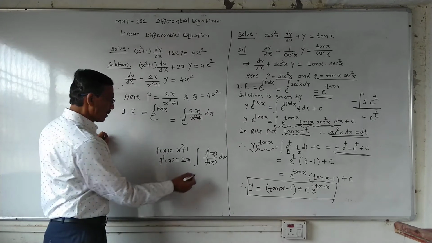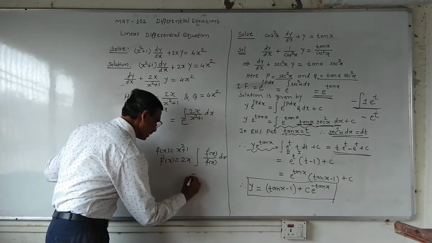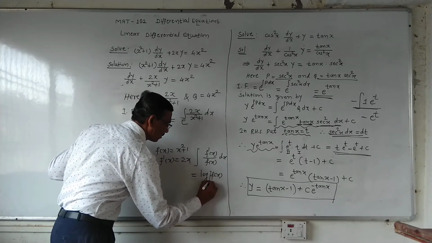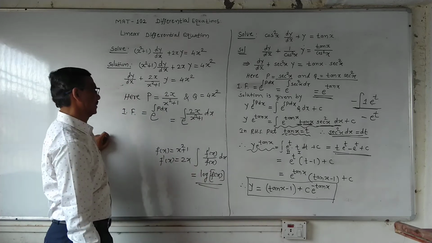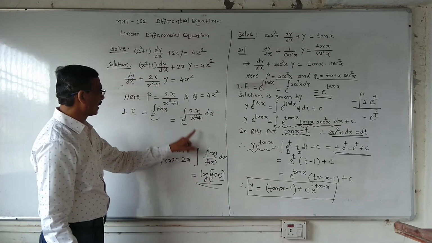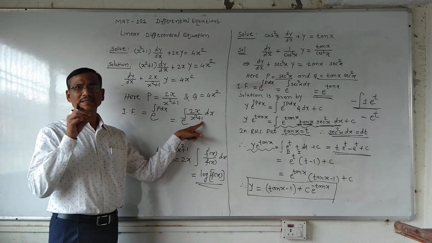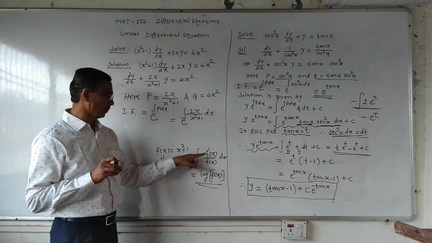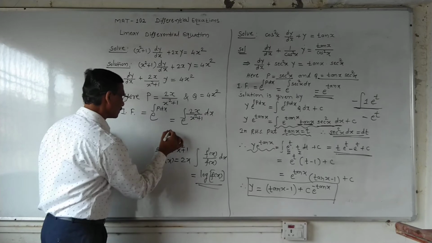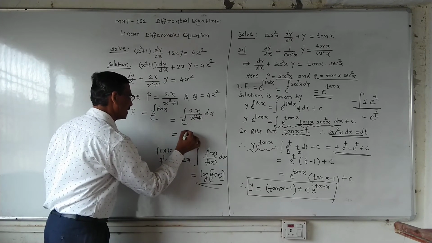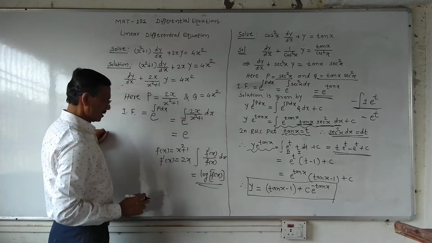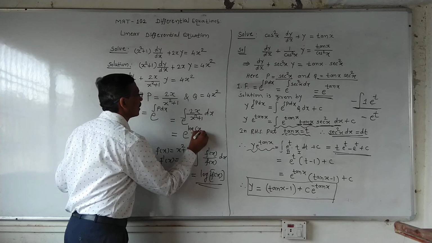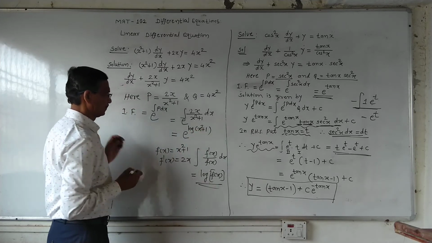We know that the value of this integration is log of f of x. Therefore, using this formula, x square plus 1 is taken as f of x. Its derivative is 2x, that is the numerator, f dash of x. Therefore this equals e raised to, what is the value of the integral? Log of f of x, that means log of x square plus 1.